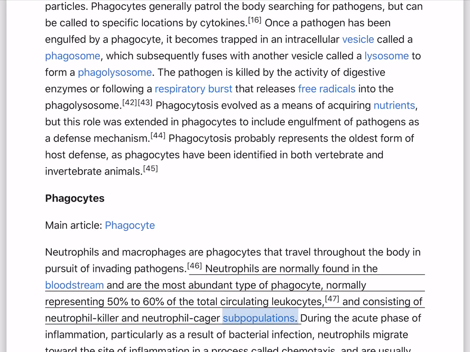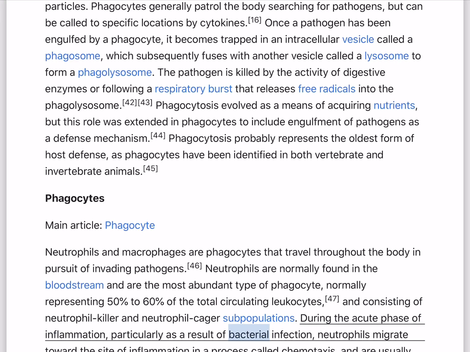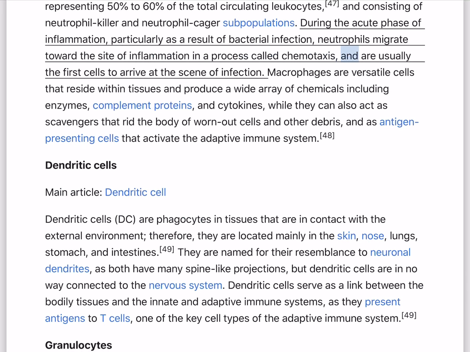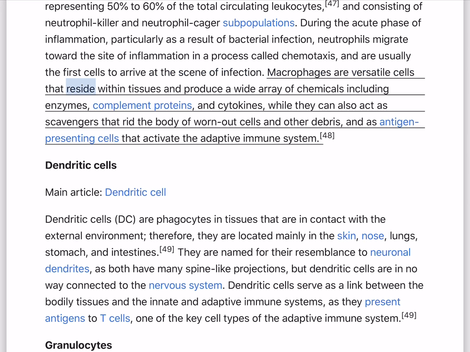During the acute phase of inflammation, particularly as a result of bacterial infection, neutrophils migrate toward the site of inflammation in a process called chemotaxis, and are usually the first cells to arrive at the scene of infection. Macrophages are versatile cells that reside within tissues and produce a wide array of chemicals including enzymes, complement proteins, and cytokines, while they can also act as scavengers that rid the body of worn-out cells and other debris, and as antigen-presenting cells that activate the adaptive immune system.